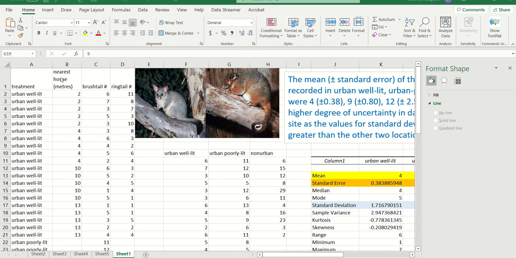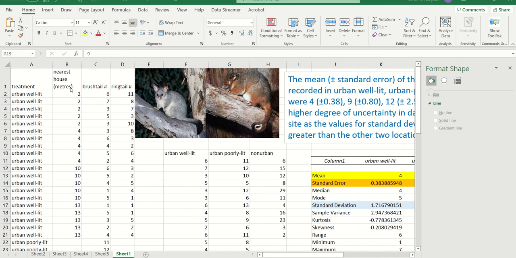Okay, last one is regression. So regressions are used to look at trends in data. So we're not looking at a difference, we're looking at, is there a correlation? Is there a relationship? Is this going to be more than just a difference between two things?